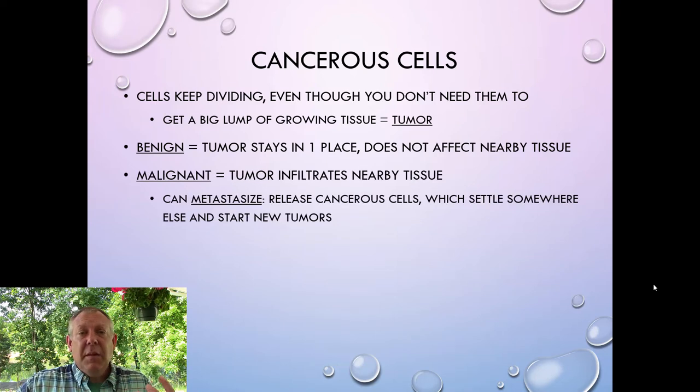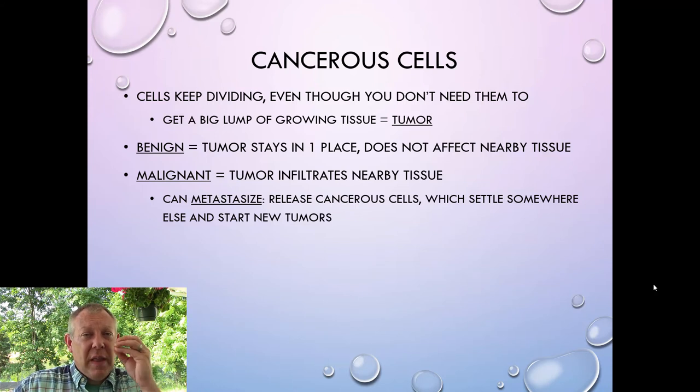However, sometimes these tumors start to grow, and then they begin to infiltrate nearby tissue. And that is when a tumor becomes malignant, when it's in a different kind of tissue. And this is when they start to become more dangerous. And so a malignant tumor can metastasize, which means it has invaded nearby tissue and it can start to release cancerous cells.